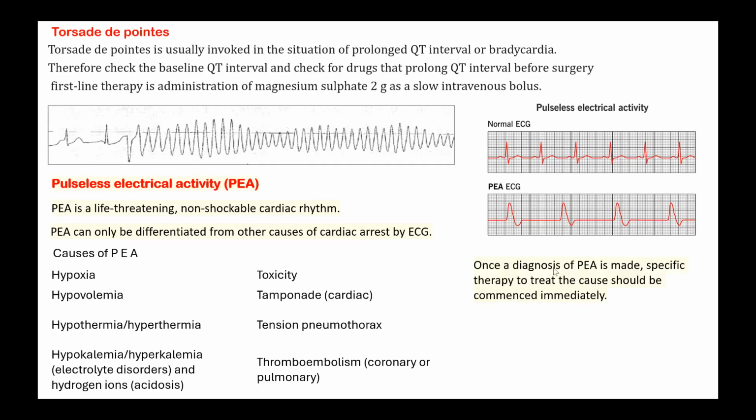Once a diagnosis of PEA is made, specific therapy is to treat the cause. At the same time, you must give adrenaline intravenously, 1 milligram every 3 to 5 minutes, along with CPR. So here there is no indication for using your defibrillator. So this is one condition. What is the other condition which is not shockable?